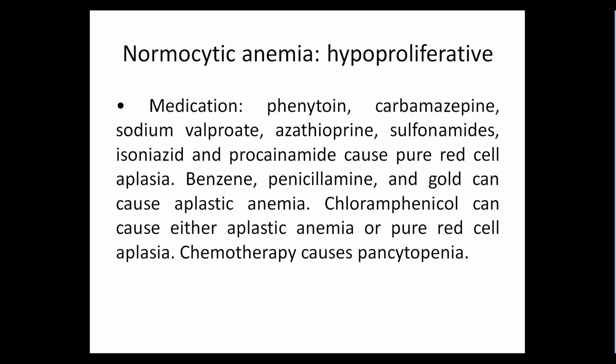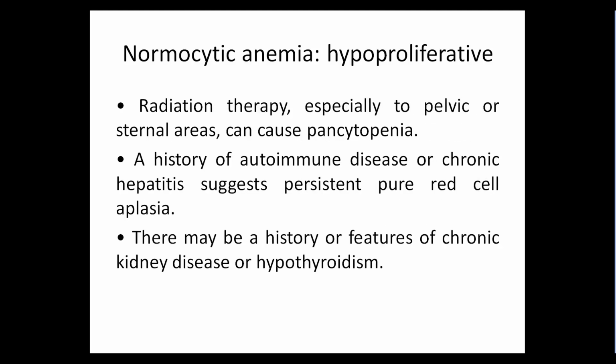Medication: phenytoin, carbamazepine, sodium valproate, azathioprine, sulfonamides, isoniazid, and proguanil can cause pure red cell aplasia. Benzene, penicillamine, and gold can cause aplastic anemia. Chloramphenicol can cause either aplastic anemia or pure red cell aplasia. Chemotherapy causes pancytopenia. Radiation therapy, especially to pelvic or sternal areas, can cause pancytopenia.